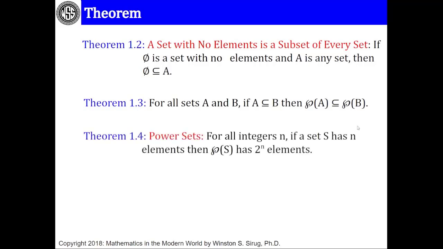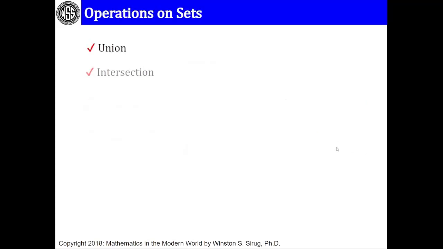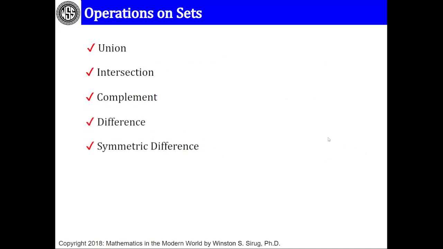Okay, so, theorem 1.4, power sets. For all integers N, if a set S has N elements, then the power set of S has 2 to the N elements. Okay, so operations on sets. We have the following: union, intersection, the complement, difference and symmetric difference, disjoint sets, ordered pairs.